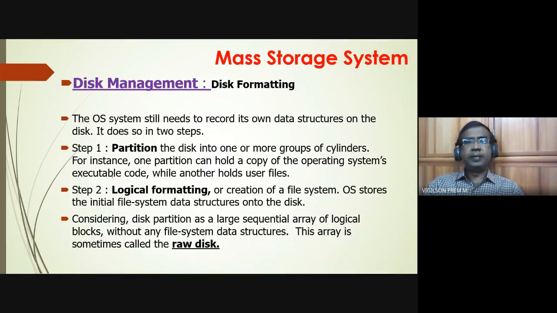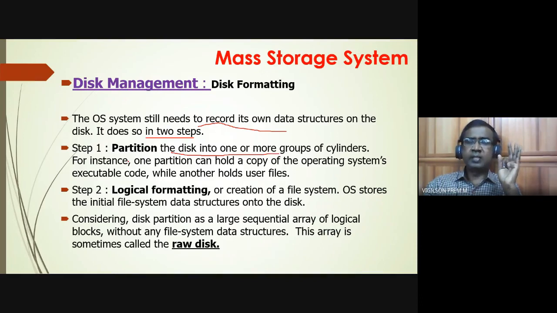In disk formatting, the OS still needs to record its own data structure on the disk. That will be done in steps. What is the first step? Dividing the platter into tracks and sectors. The second step is loading or assigning the data structure for the particular sector. That is low level formatting or physical formatting. And the third step is to partition the disk into one or more groups of cylinders.